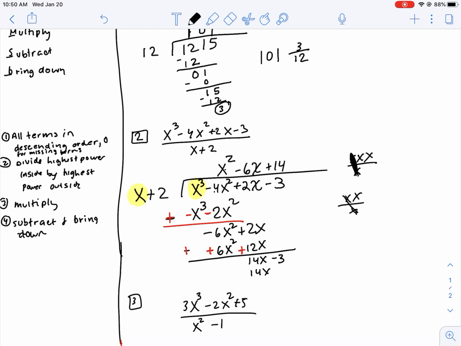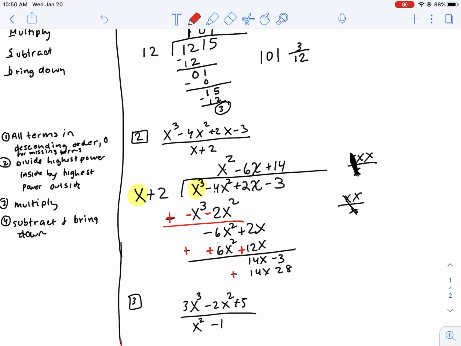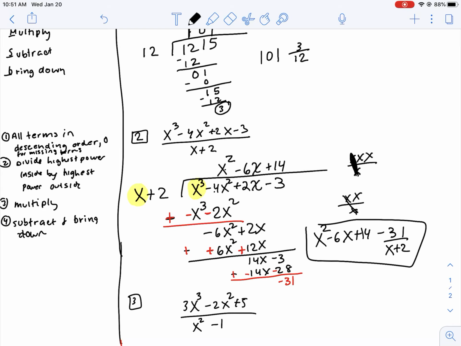14 times x is 14x. 14 times 2 is 28. Now we're going to subtract or add the opposite. The opposite of positive 14 is negative. Positive 28 is negative. So now we have here negative 31. So we can write that as a fraction. So x squared minus 6x plus 14, and we're missing negative 31 out of your x plus 2. And there's your final answer.